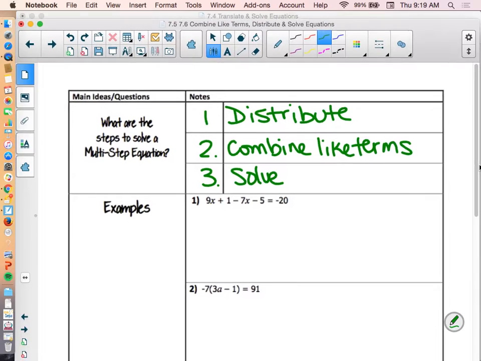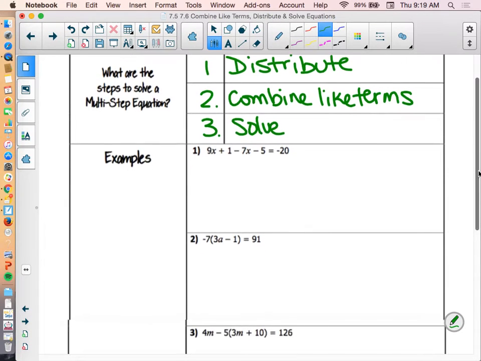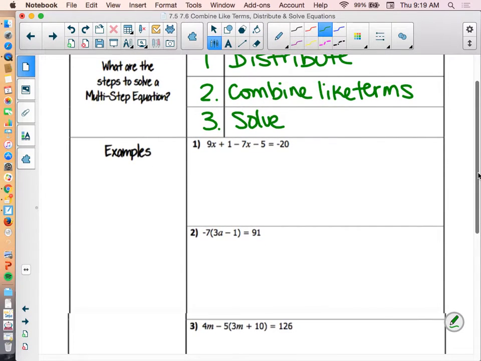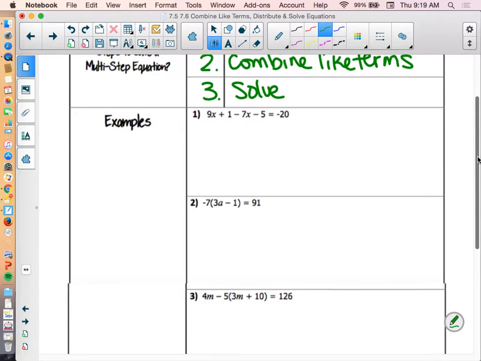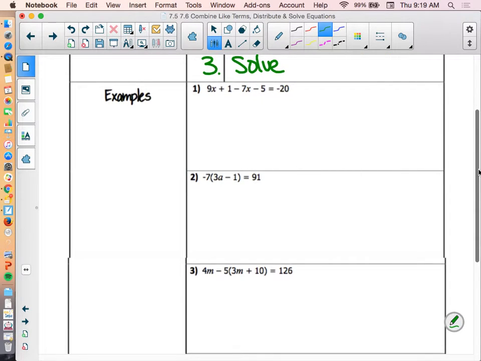So in our examples from your homework for 7.5, it'll just have steps 2 and 3. But for homework 7.6, you'll have steps 1, 2, and 3. So draw the line. This is just like 7.5. Because it does not have any distributing that needs to happen. It does, however, have a 9x and a negative 7x. Please remember that sign needs to go with the number, the negative 7. Okay, and then this is plus 1, and this is a negative 5.